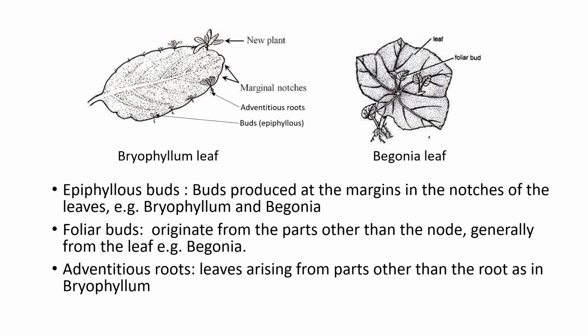Such buds are called epiphyllous buds. In some, you can see that the shoot and adventitious roots have started growing. When these plantlets break and fall from the parent leaf onto the ground, a new plant is formed. Begonia also has foliar buds that grow from the central region of the leaf.